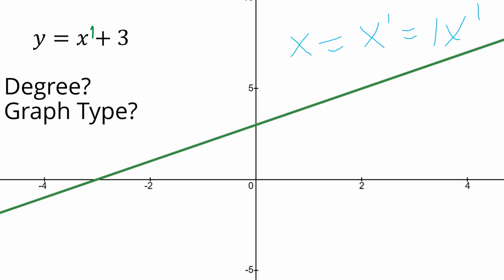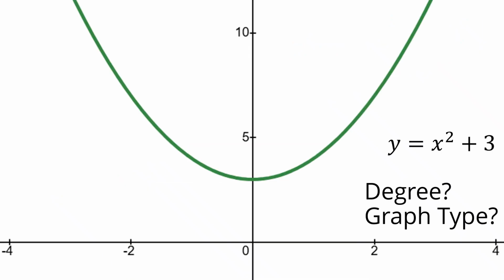And this graph is called what? It's called a linear graph. Perfect. What about this one? My function is y equals x squared plus 3. What is my degree? Correct. It is 2. My biggest exponent is 2.